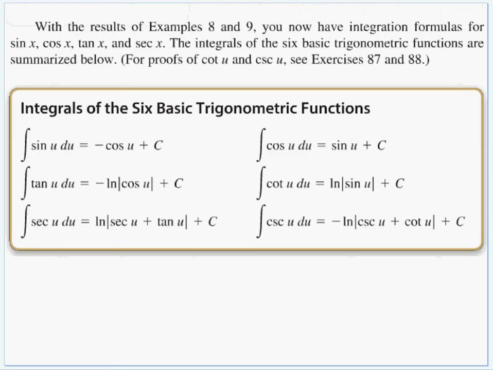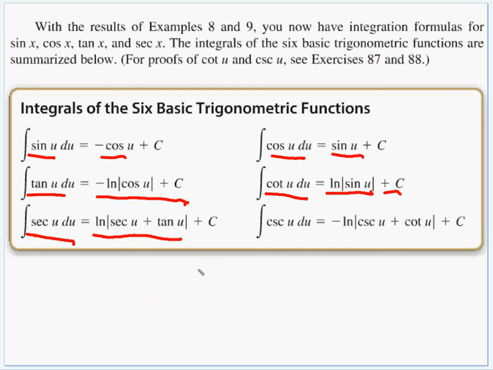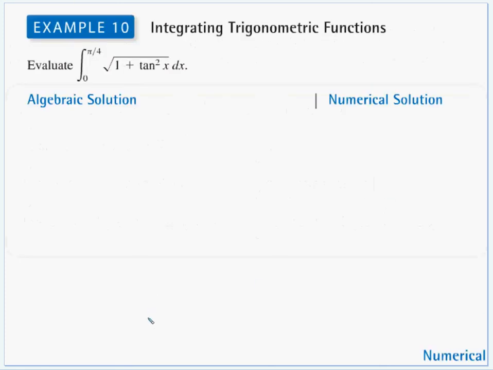Well, first let's go over these 6 basic trig functions. With the results of 8 and 9, we now have integration rules for sine, cos, tan, and secant. The integrals of the 6 basic trig functions are summarized below. The antiderivative of sine is negative cos. Antiderivative of cos is sine. Antiderivative of tangent, negative natural log of cos, plus c. Antiderivative of cotan is ln of sine, plus c. The antiderivative of secant we just did: natural log of absolute secant plus tan, plus c. And the antiderivative of cosecant is negative natural log of cosecant plus cotan, plus c. So there are 6 integrals for our basic trig functions.